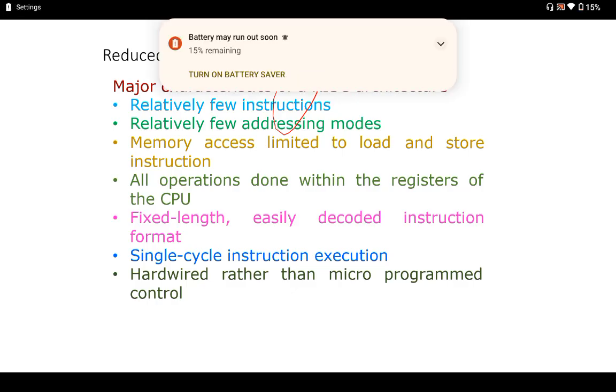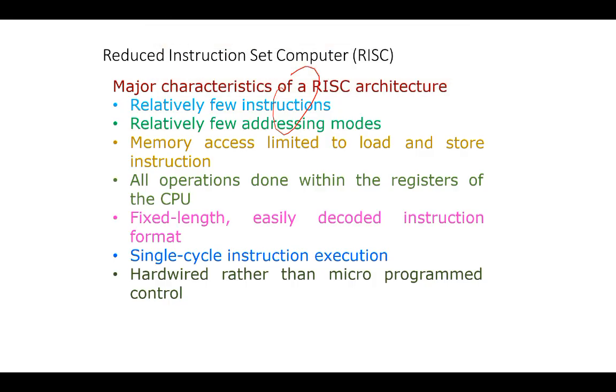Next is the fixed-length instruction format. All RISC instructions have the same length, so the RISC processor has a fixed instruction length. Each instruction may occupy around 32 bits, and these 32 bits can easily be decoded into the instruction format.